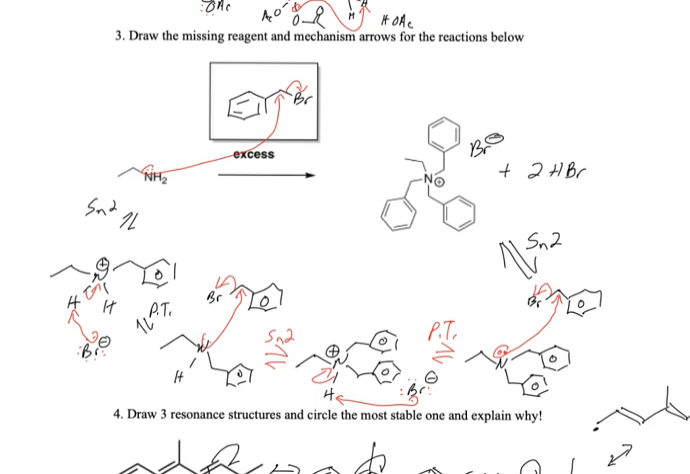All right, so for this one, I wanted you to draw the missing reagent and mechanism arrows for the reaction below. I wanted you to recognize a primary amine. If you look at the product, you see there are three things added that are all the same. So this is essentially an amine being alkylated, doing a series of SN2s. You can't stop it at secondary or tertiary. It goes all the way to quaternary.